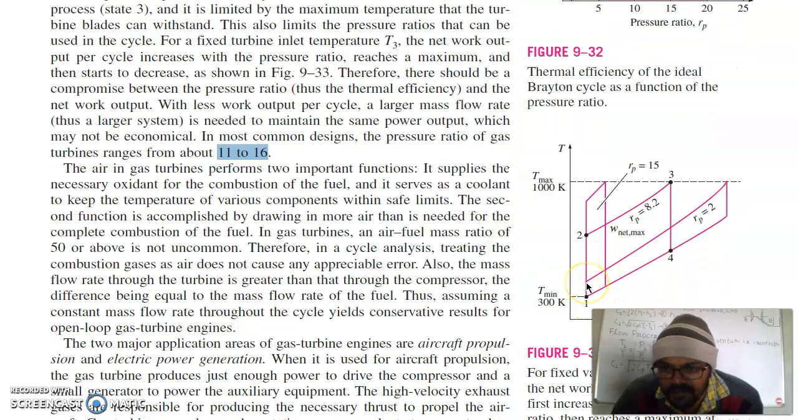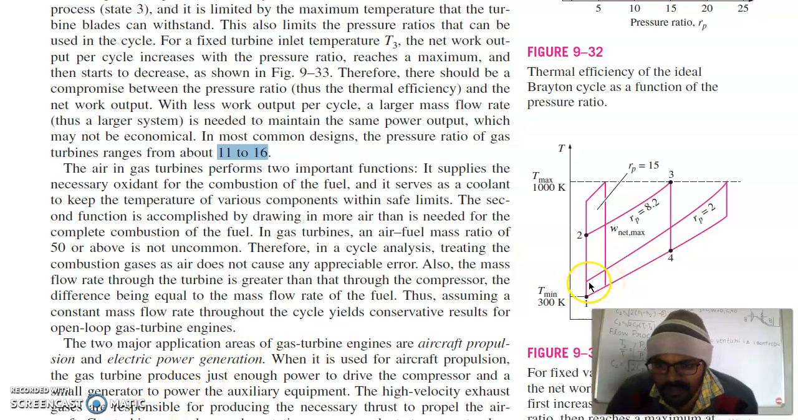This is a compression ratio of 2, and here the work obtained is this much amount. For compression ratio Rp say 8.2, this is 2 to 3, and 3 to 4 is your work output. And for compression ratio Rp 15, after heat addition, this is the highest temperature attained, and this is your work output.